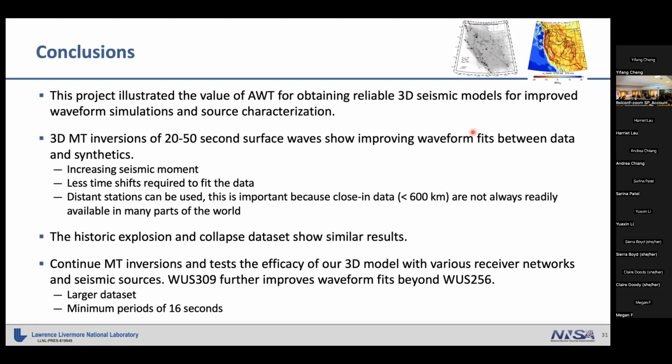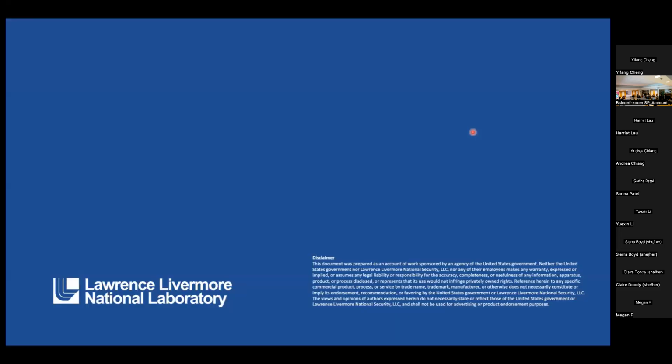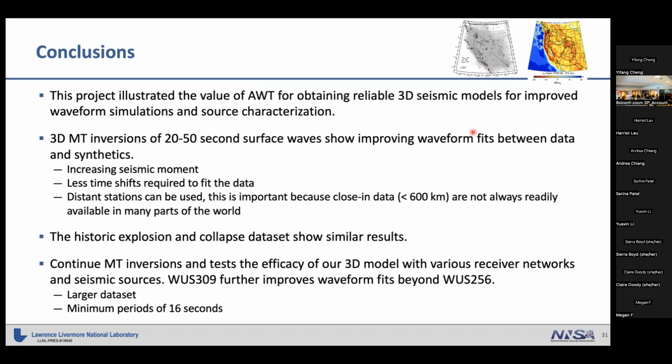The goal right now is to continue these inversions and test the efficacy of the model with different networks and sources. There is a new iteration of the model, 309, that goes down to 16 seconds and uses a larger data set. The target here is to go down to 10 seconds so we can look at some of the smaller events, like low magnitude 4s and high magnitude 3s, where there's not a lot of good signal at 20 to 50 seconds. I will just stop here and take any questions. Sorry, I went a little bit over.